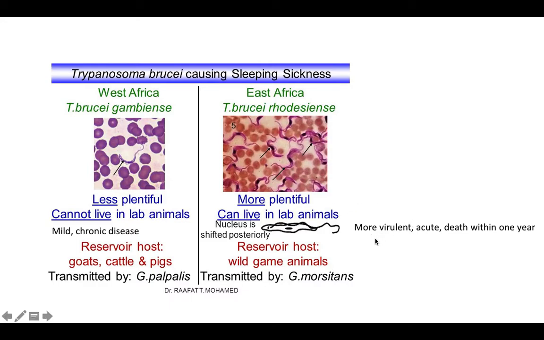And actually, in the original video, you guys, I think I said that the primary reservoir of gambiense was just humans. That was from a medical microbiology book that I was reading, but it appears here that domesticated animals can act as reservoirs as well.